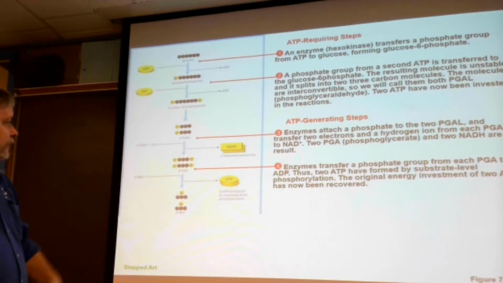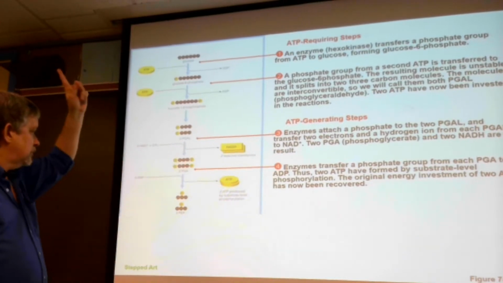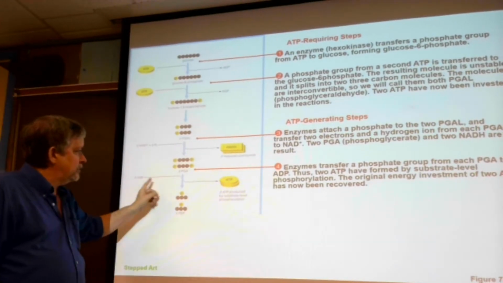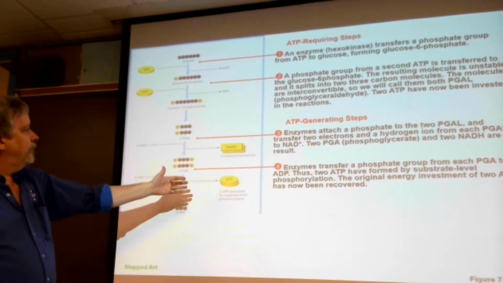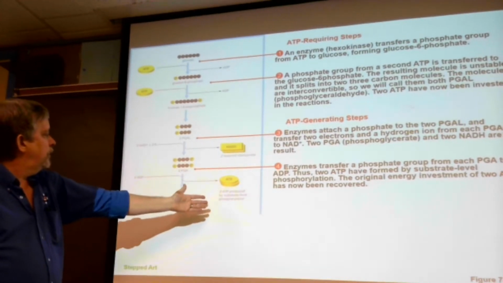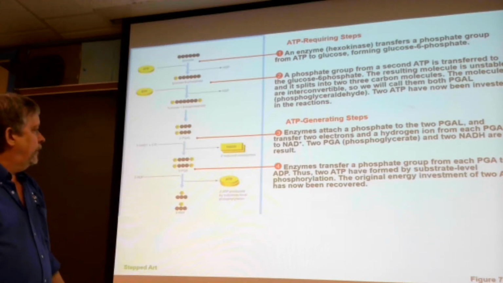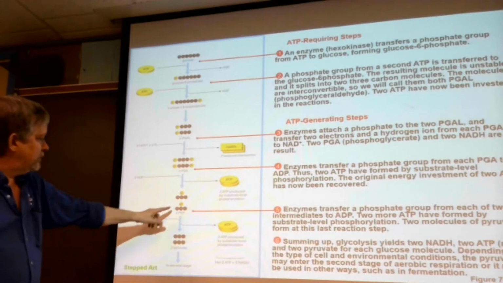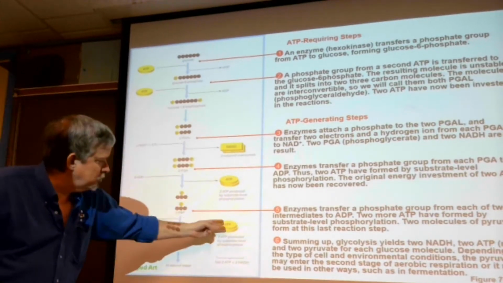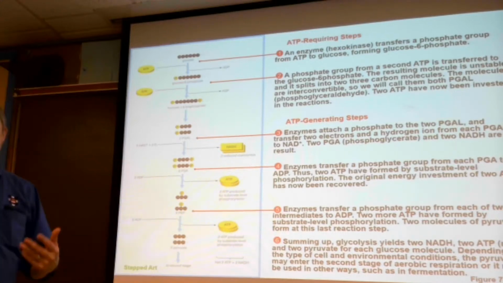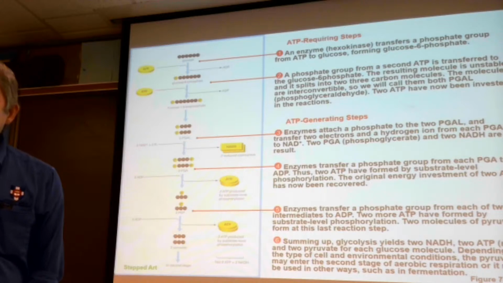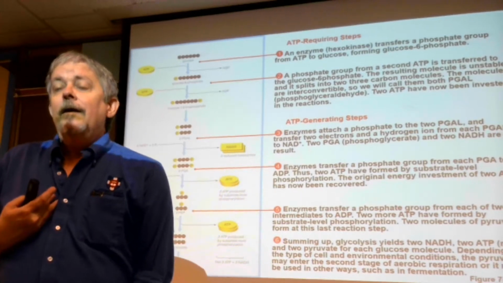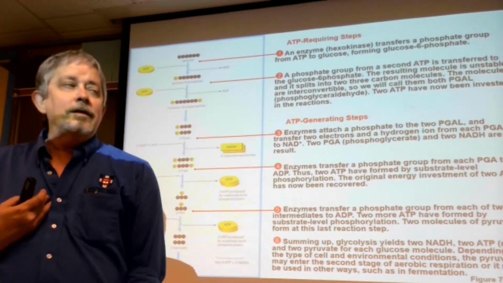Now a phosphate is taken off each one of those and added to an ADP, so we form two ATPs. And now we have two ATP formed, and we take the other phosphorus off and form two more, and we end up with two pyruvates. That's glycolysis. It takes place in the cytoplasm of your cells. Just about every cell, glycolysis is taking place.